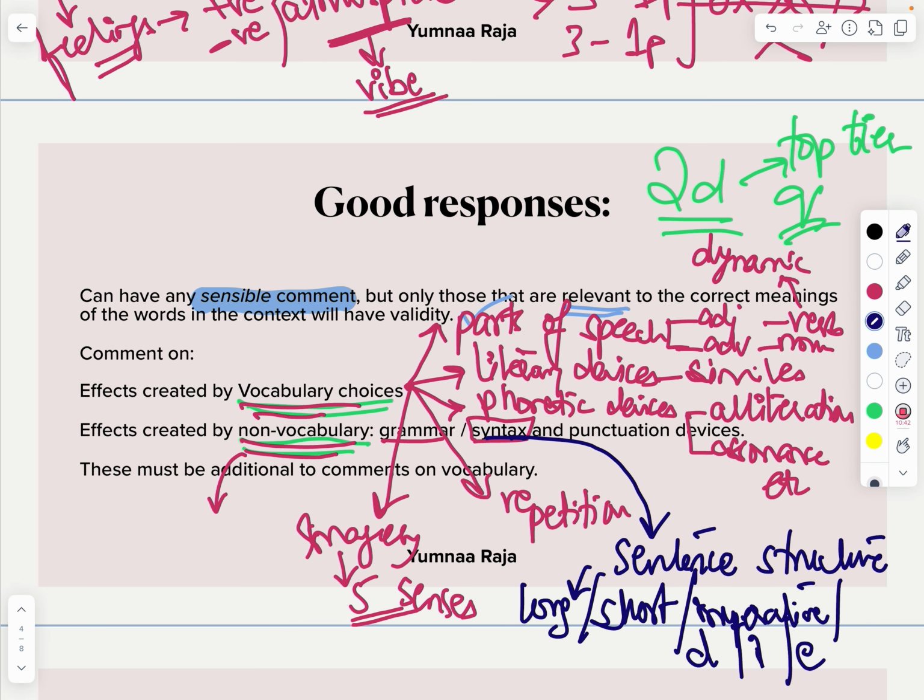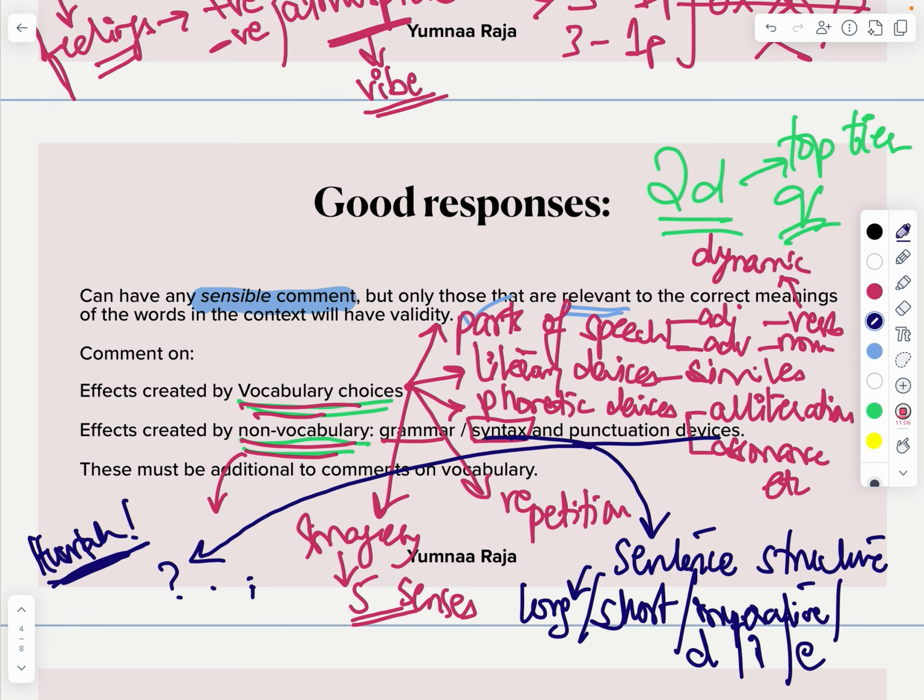Punctuation devices, what do I mean by that? Punctuation devices are if there is an exclamation mark, which means, for example, if somebody says hurrah somewhere and then there's an exclamation mark, then of course it shows a certain kind of enthusiasm, then I can comment on that. If there's a question mark, if there's a full stop, there's a semicolon, if I feel like I can comment on that, I can absolutely do that.